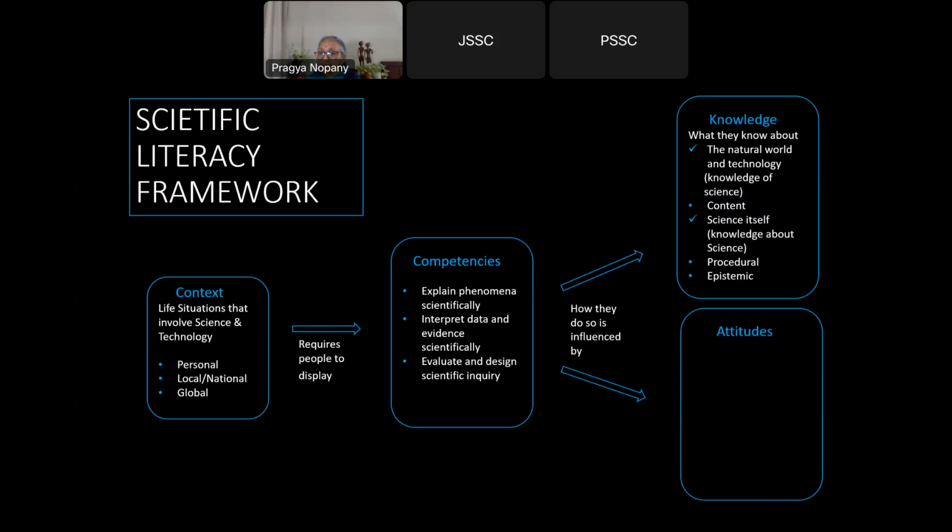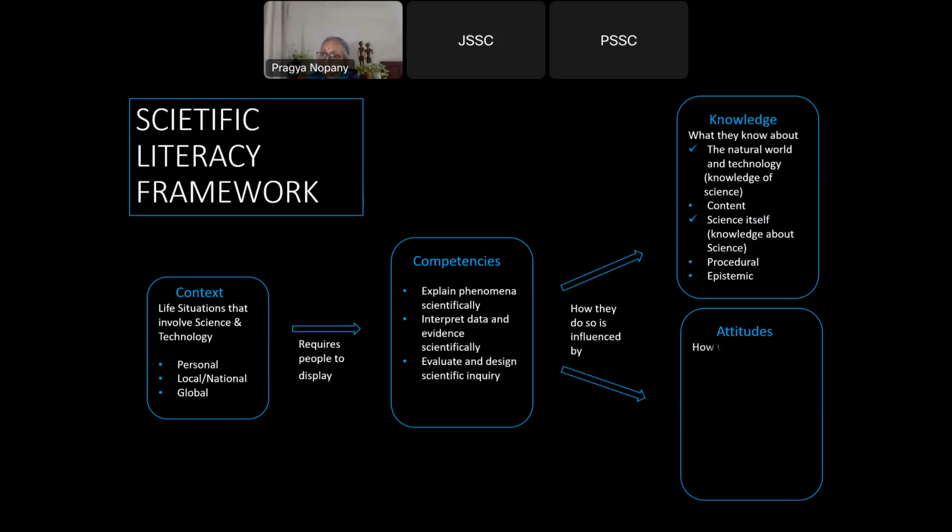And the other is epistemic knowledge. That means the knowledge about the structures of science. What is a theory? What is a hypothesis? What is experimentation? All these, the knowledge about the ways and terms or constructs of science. So all this knowledge plays an important role in developing the competencies.